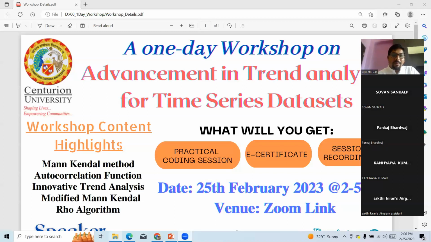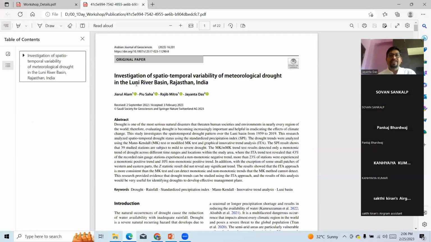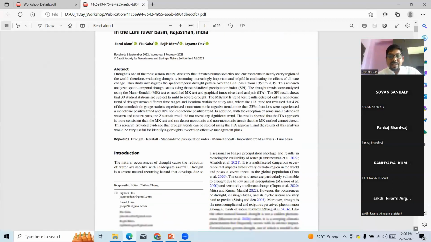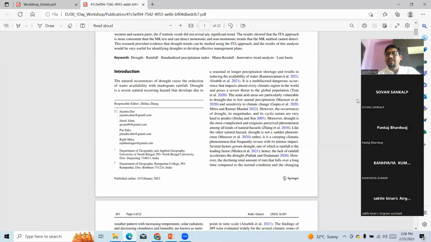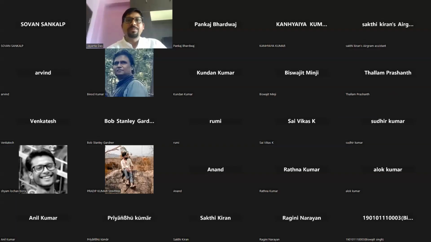Yesterday, one paper was published in Arabian Journal of Geosciences, this one: investigation of spatio-temporal variability of meteorological drought, Luni River Basin, Rajasthan, India. It was published yesterday using the same techniques, innovative trend analysis and the Mann-Kendall test. Okay, so I hope you can also publish lots of papers using these techniques. So I'll share my experience.